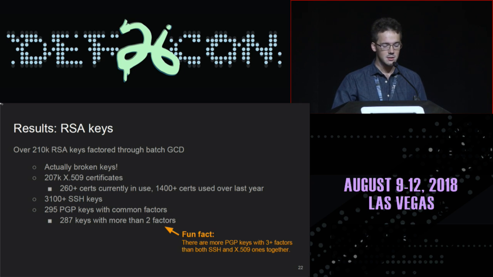So that's really bad. What's fun with PGP keys is that a lot of the keys we've broken actually had more than two factors. So that's actually saving your day if your key is not just using two primes, but three primes. And it's really strange because it's not something common in implementations today to have three prime numbers.